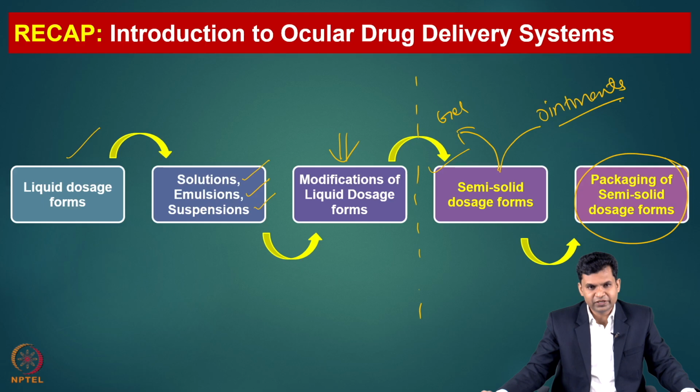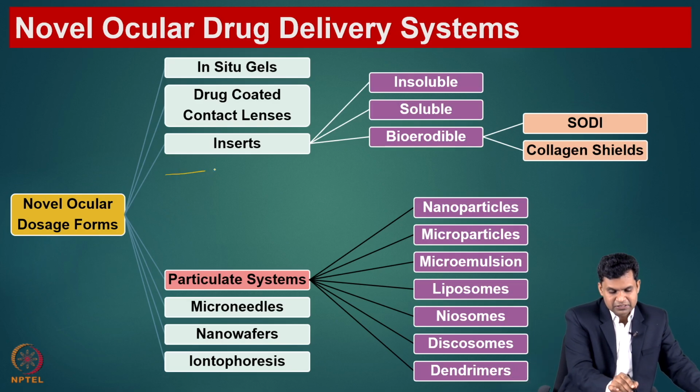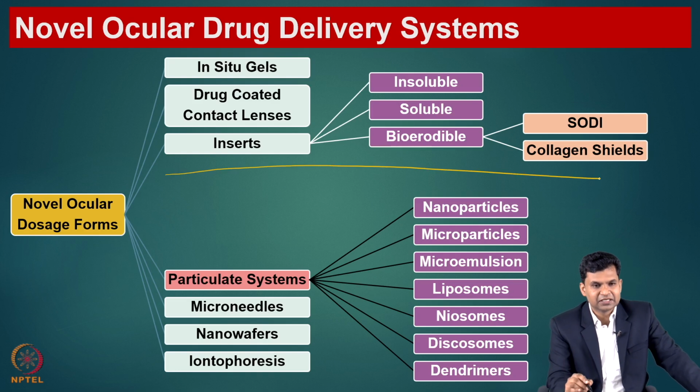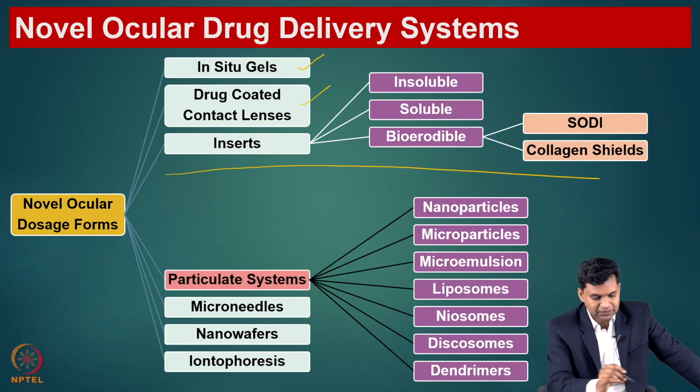So, today we are going to discuss the novel ocular drug delivery systems. Today I am going to discuss the first segment, that is the novel ocular dosage forms. I am going to discuss the in situ gels, and then we will see the second topic, that is a drug coated contact lens, and third we will see the inserts. Again in the inserts we have insoluble, and then soluble and the bioerodible.